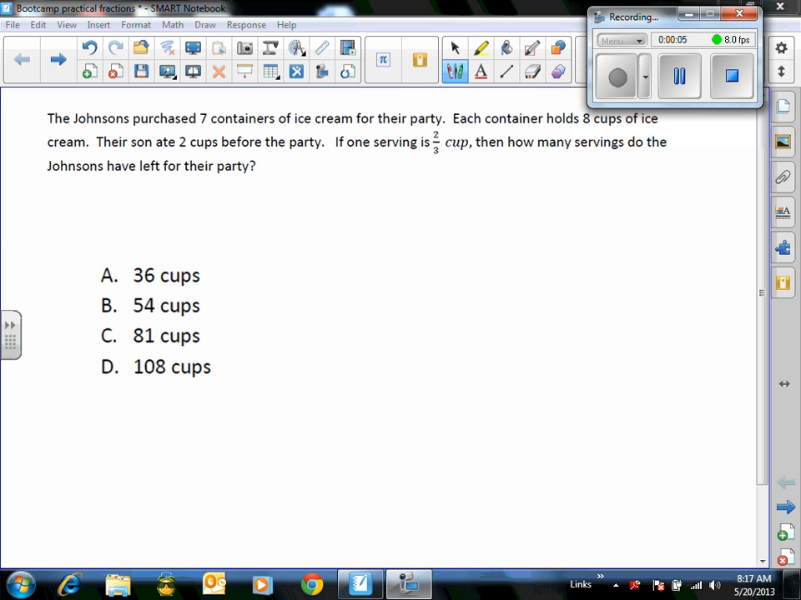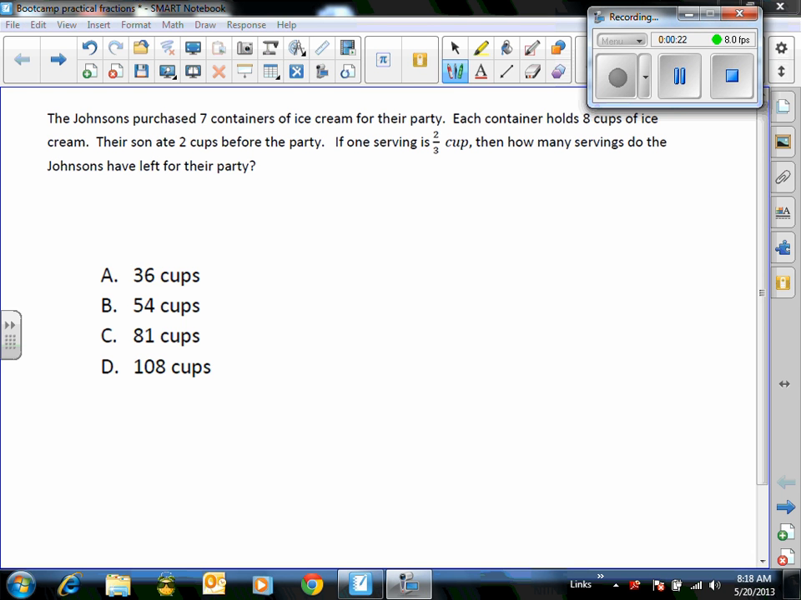Welcome to the boot camp portion of practical problems dealing with fractions. These are the type of problems that we all need to be able to do, and we have to be able to do multi-steps in order to solve them and solve them correctly.